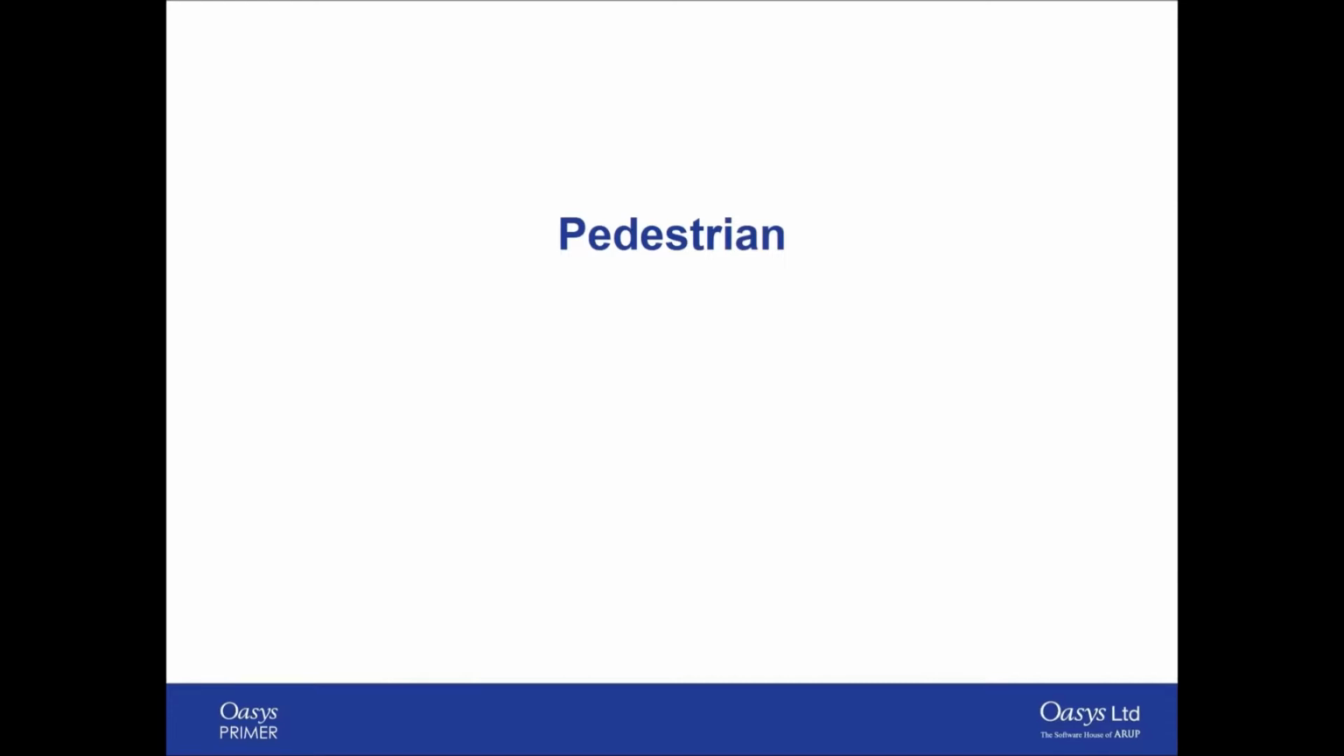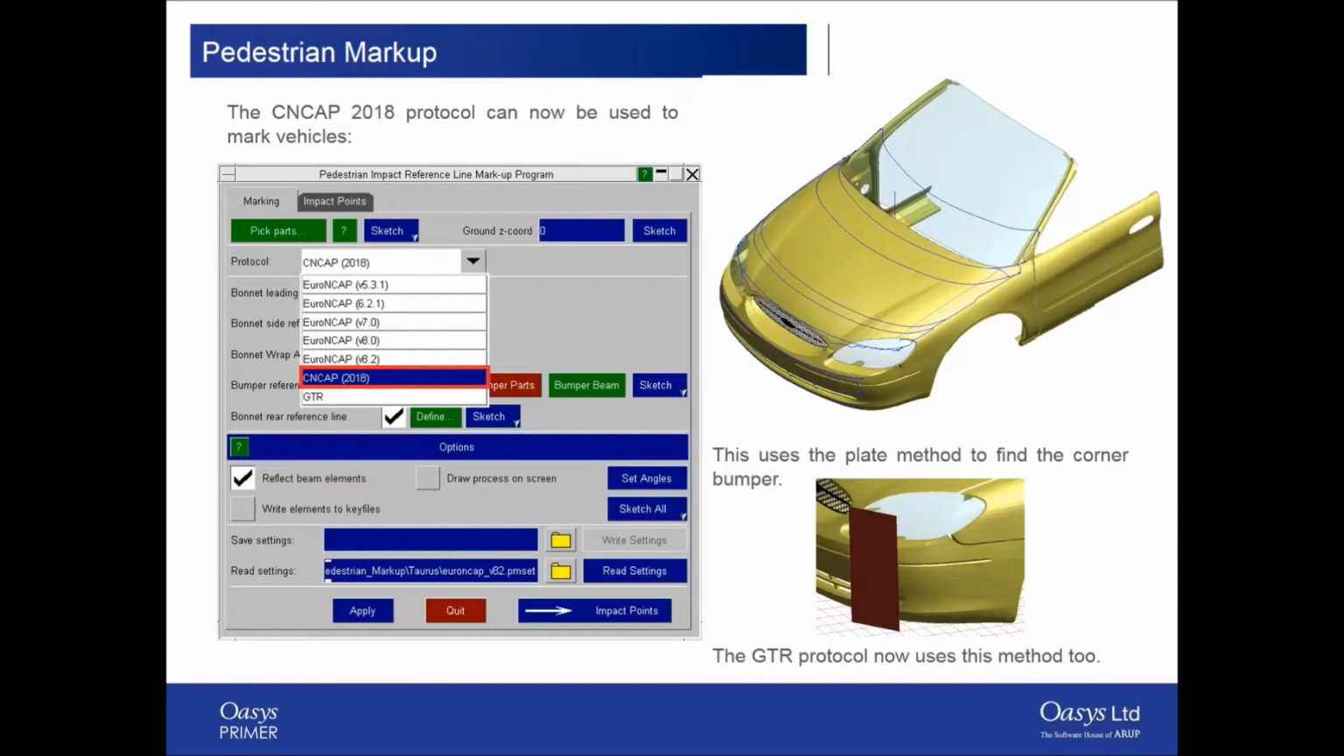Moving on to pedestrian protection. So we've got various tools in Primer relating to pedestrian protection. The main one really is the pedestrian markup script, and that allows you to mark up your vehicle according to particular regulations and also then specify impact grid points within those zones that are being calculated and then automatically position your head form at all those different points and write out all the models.